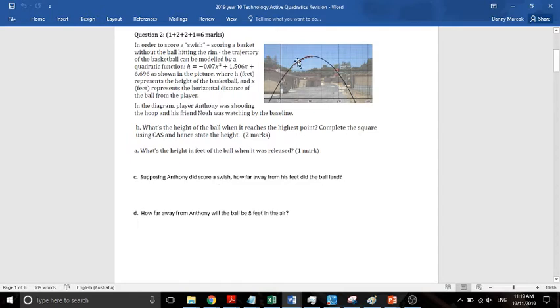So he's thrown it from here. It's gone up. It's gone through the ring. It's done a swish. The net's gone a little bit funny. And then it's landed over here. So we're trying to work out what this point is. Well, that point is our x-intercept. So that's what we're going to try to do.